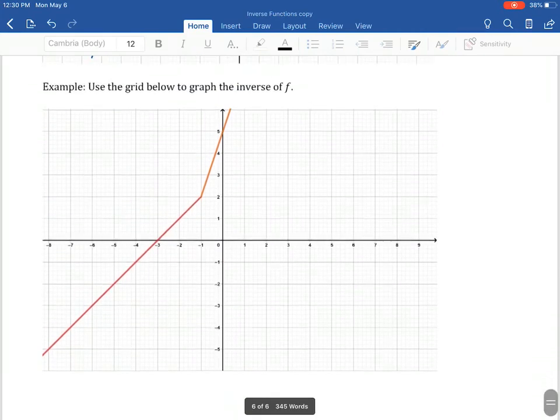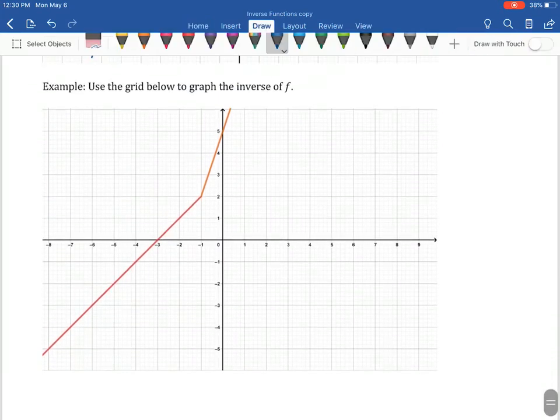Okay, another example of graphing an inverse. We'll call this function f. And I'm going to pick some points here. I'm going to try to pick points that are obvious and easy to read. Here's some points here. So I'm just going to take those ordered pairs and switch the x's and the y's, so I can graph the inverse.